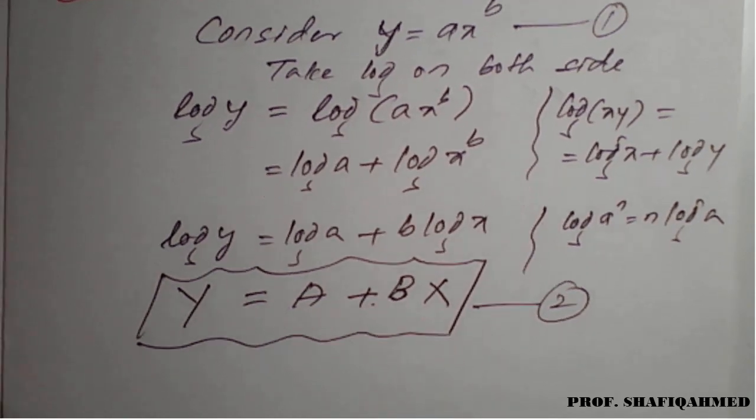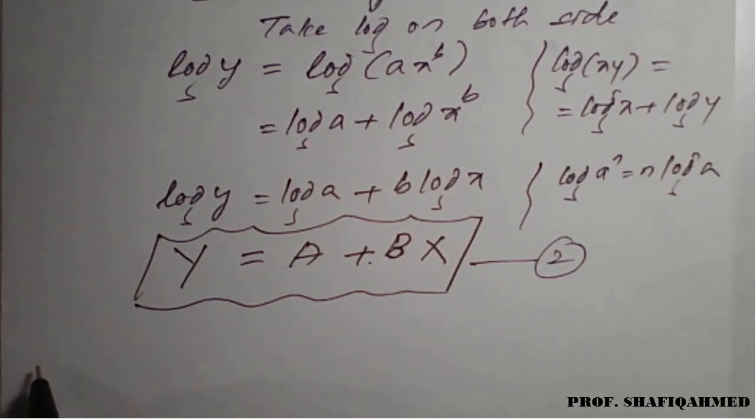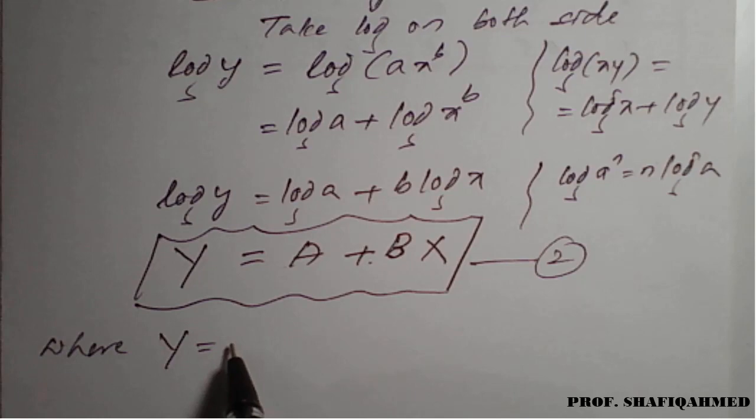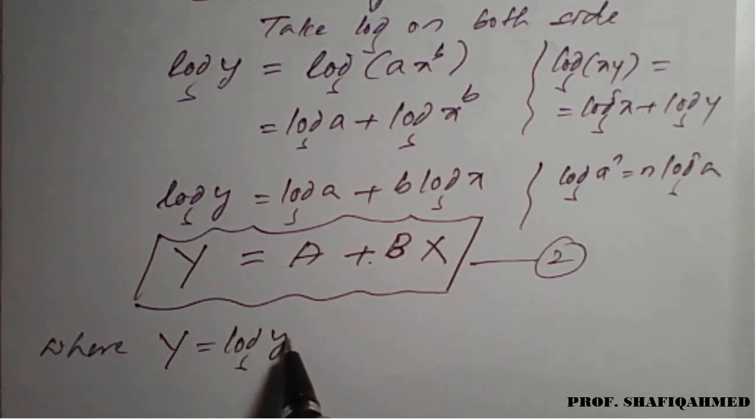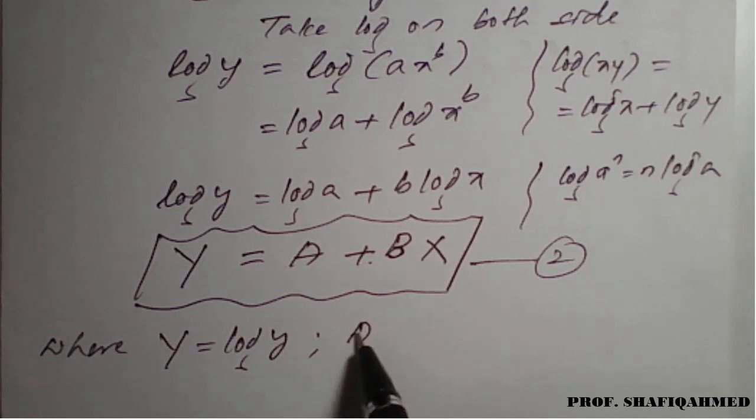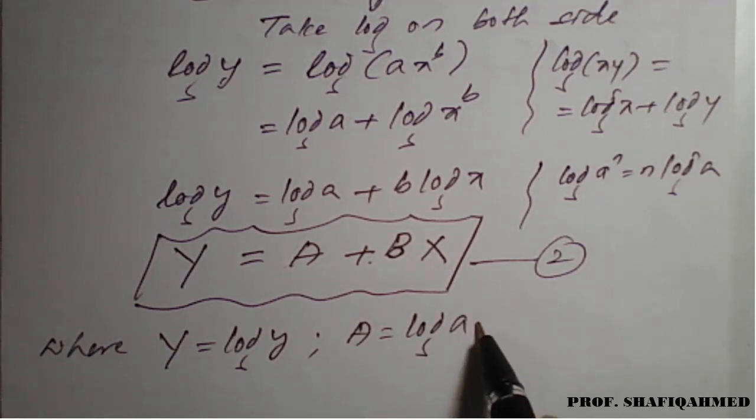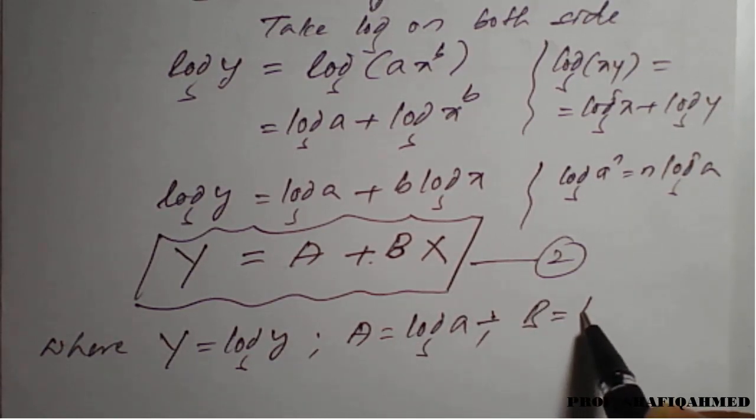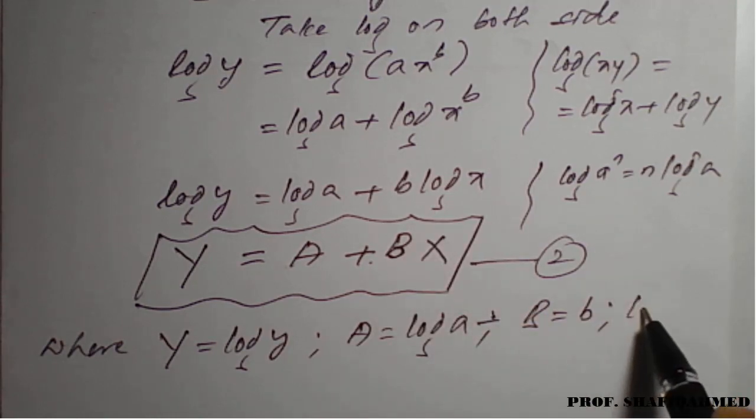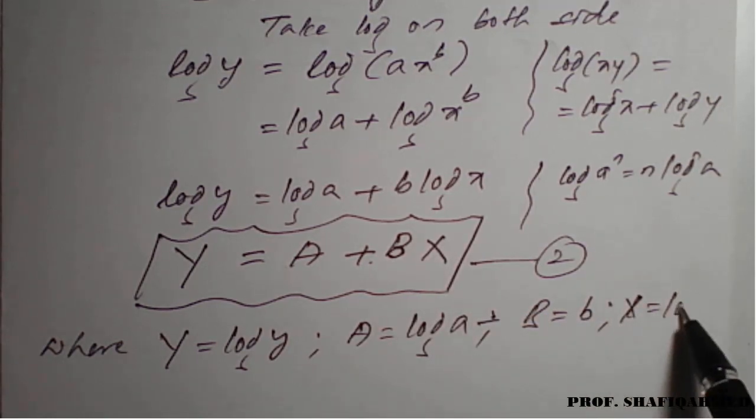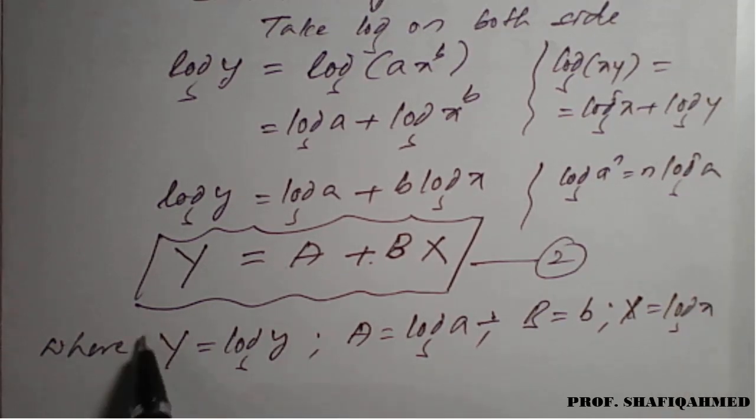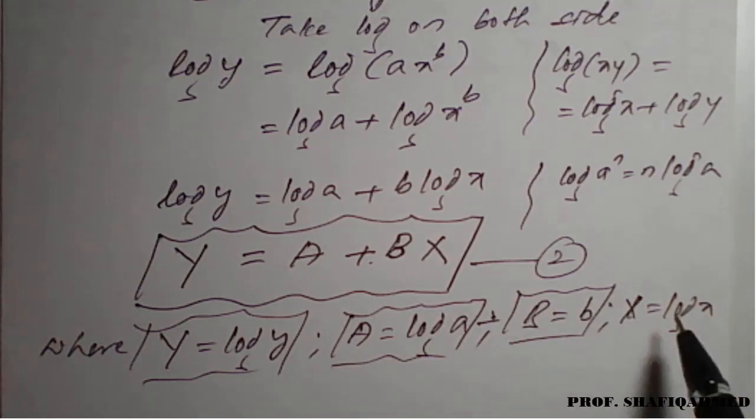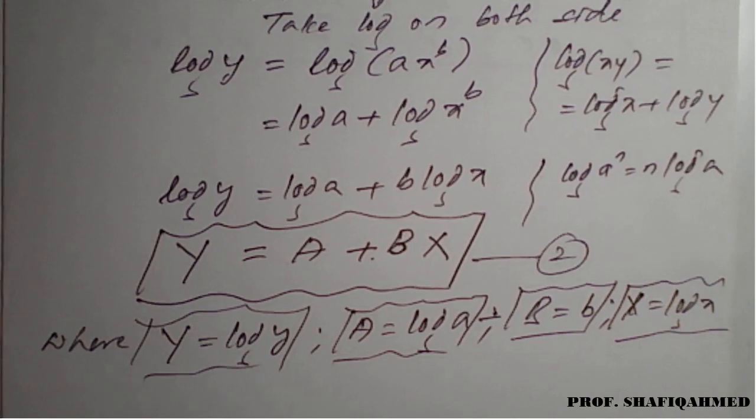Or else I can again say that capital Y is nothing but log of small y, capital A is nothing but log of small a, capital B is nothing but small b, and capital X is nothing but log of small x. So these are the things you have to remember, because this will help us to simplify the problem and we can get back to the original curve.